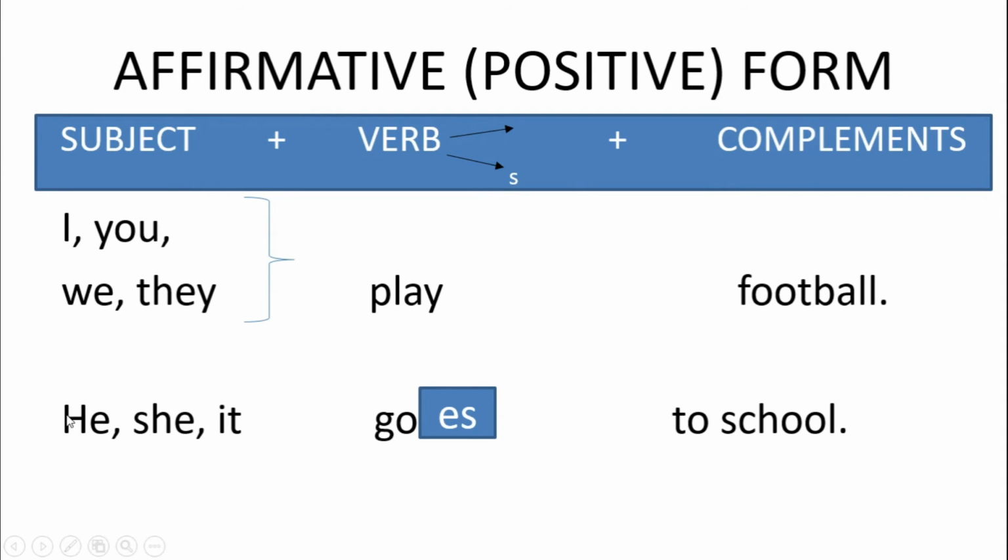Now, pay attention to these personal pronouns. He, she, it. They perform the function of the subject. Now, instead of base form of the verb, in the third person singular, we use the verb plus the suffix es or s. So instead of saying he go to school, we say he goes to school.